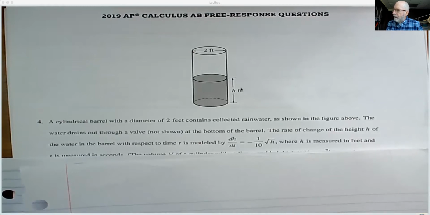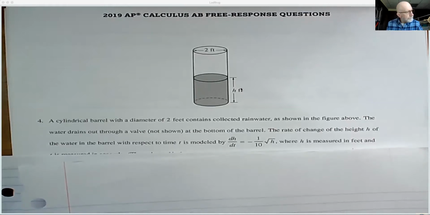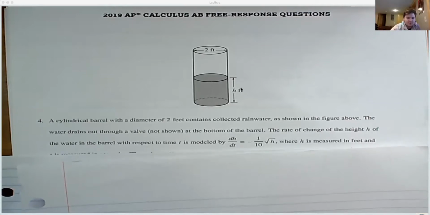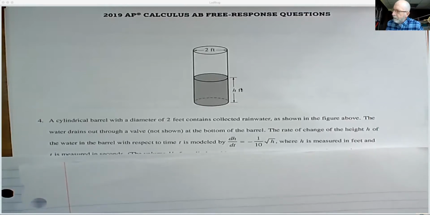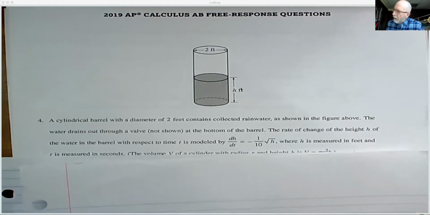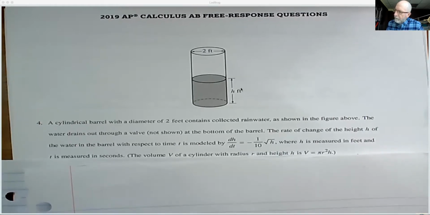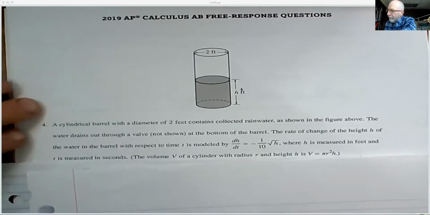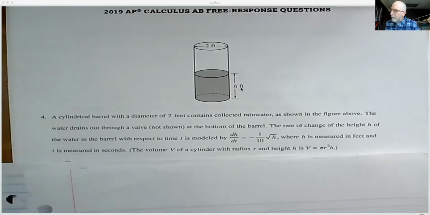Ethan, why is it negative? Because it's draining. Very good. It's decreasing, correct? Okay. Where h is measured in feet and t is measured in seconds. And it tells you the volume of a cylinder with radius r and height h is V equals pi r squared h.